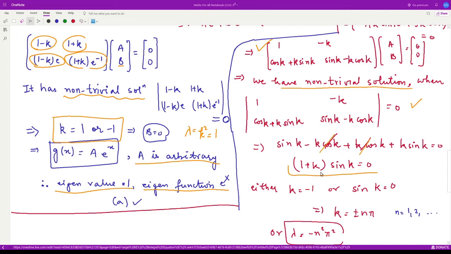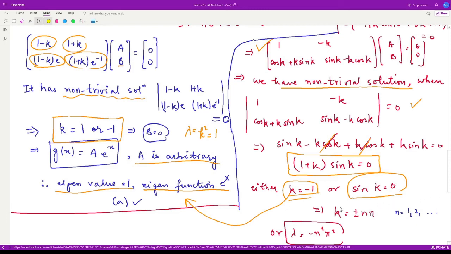So now two cases are there: when k is equal to minus 1 or sin k is itself equal to 0. When k is equal to minus 1, we again reach this case, which we have already discussed. So let us concentrate on this one, when sin k is equal to 0. This is only possible when k is equal to n pi, where n is plus minus 1, plus minus 2 and so on.